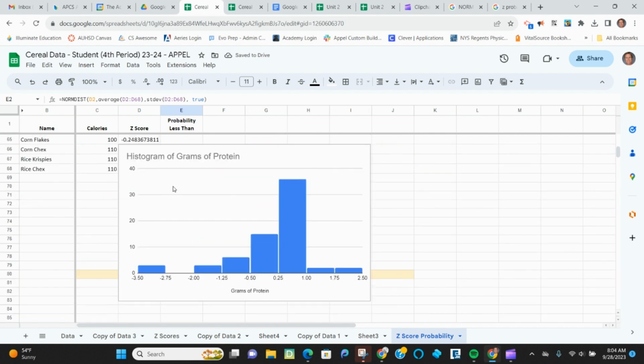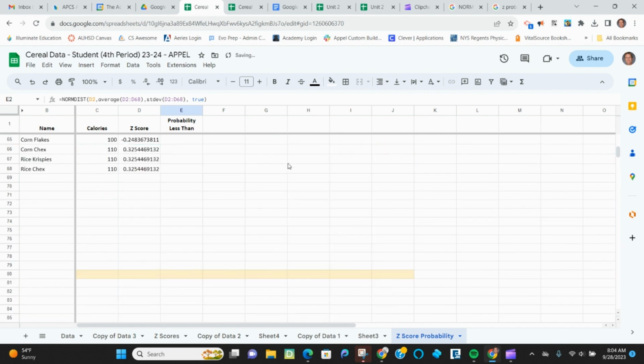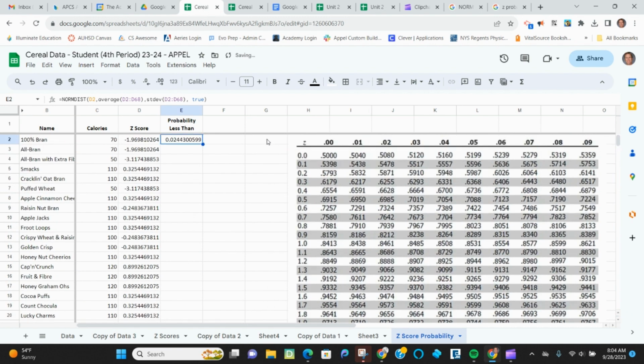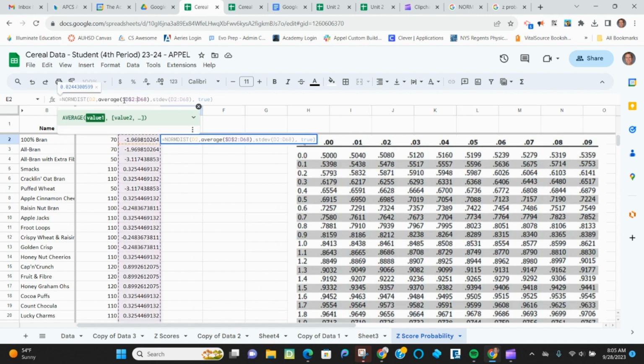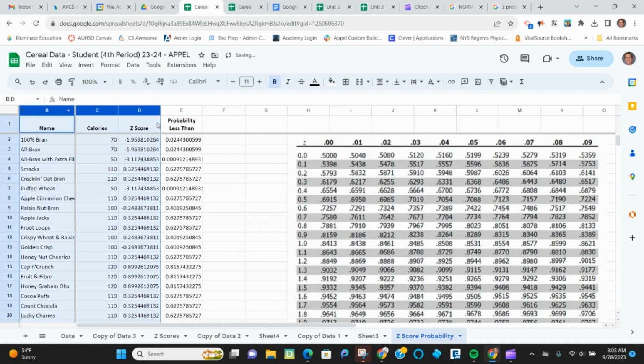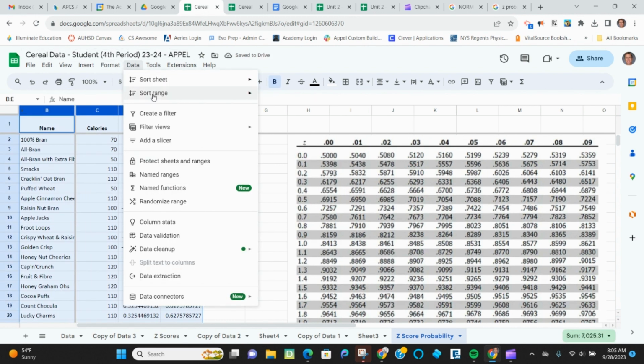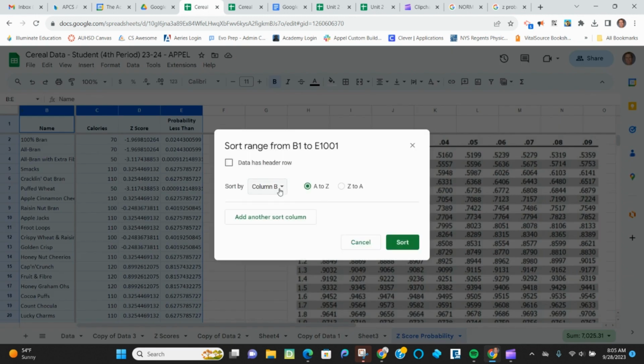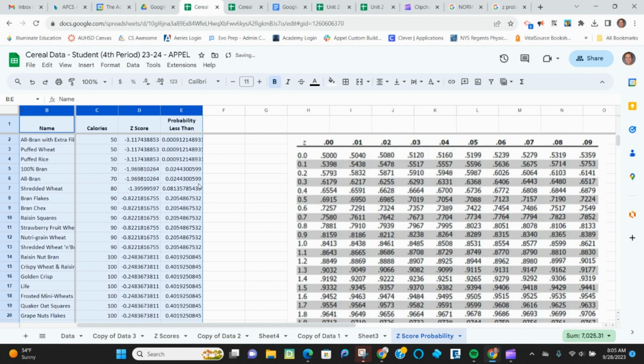I'm going to get rid of this. It's in my way. And I want these to be absolute references, so I'm going to use my dollar signs to make them stick. And then it wants autofill, and that looks good. Now what I'm going to do is sort, just so I can look at it. Sort my sheet. It has a header row, probably less than. We'll go like that. Okay, so these are my highest z-scores for calories.